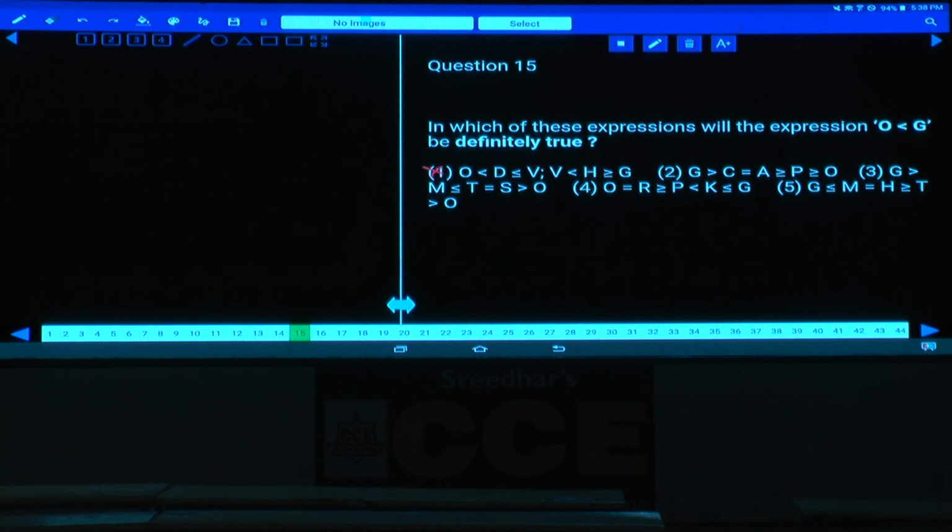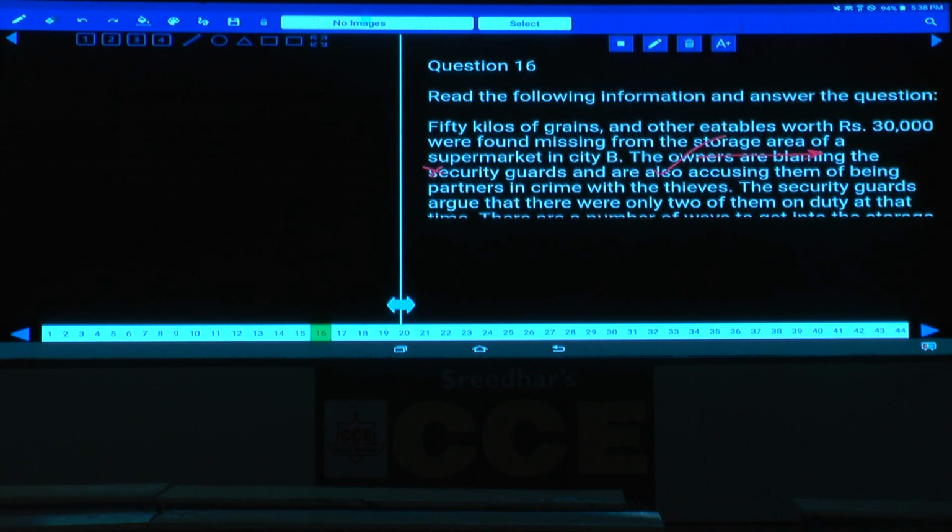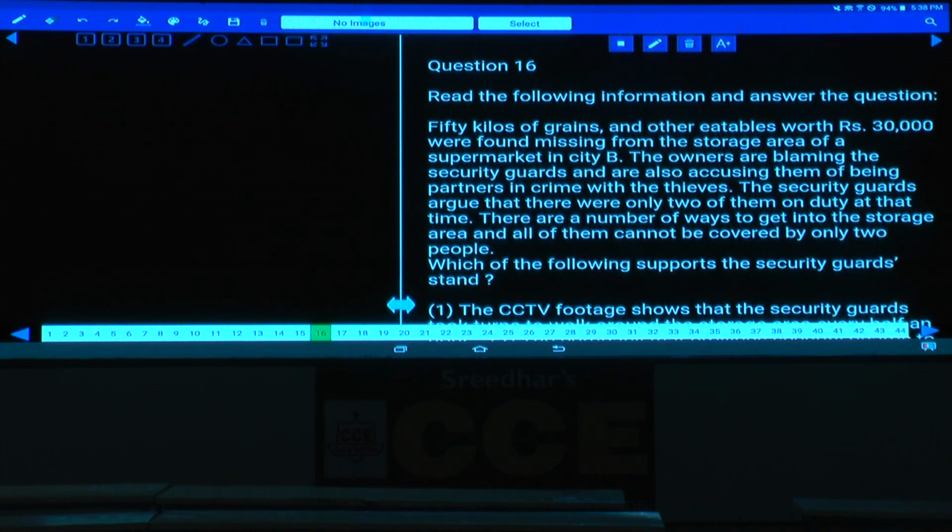Then coming to the second one, the relation between O and G. Now G greater than O, G greater than O means O lesser than G, definitely true. Choice 2 is the answer. Now this is about question number 15. Then 16 onwards. Now question number 16.